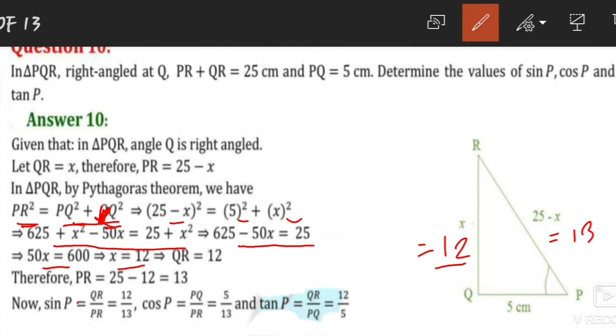Now you have to find sin P. This is the acute angle. That means sin P will be 12 by 13, cos P will be 5 by 13, and tan P will be 12 by 5.